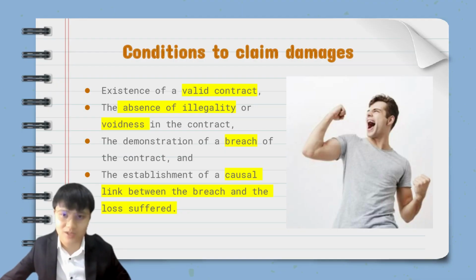To successfully claim damages, several conditions must be met, including the existence of a valid contract, the absence of illegality or voidness in the contract, the demonstration of a breach of the contract, and the establishment of a causal link between the breach and the loss suffered.